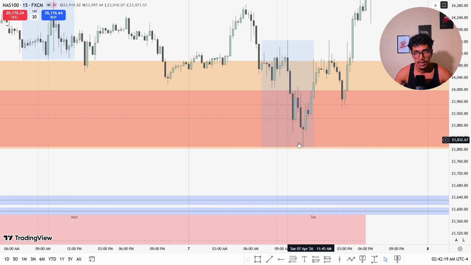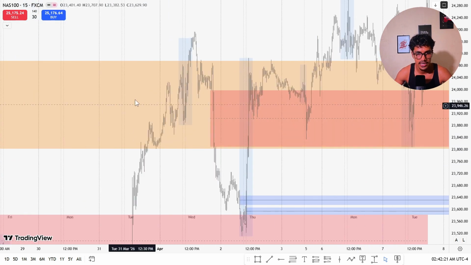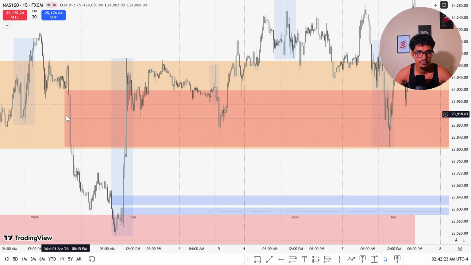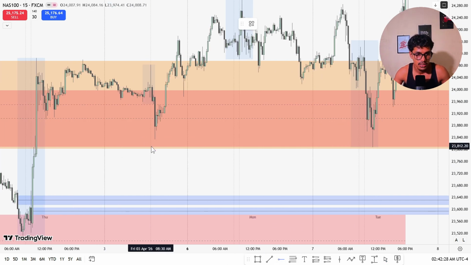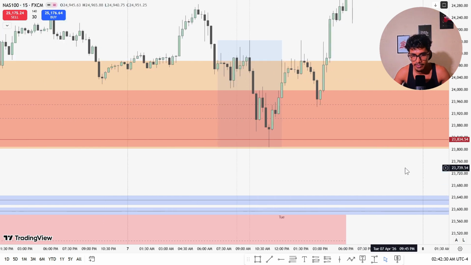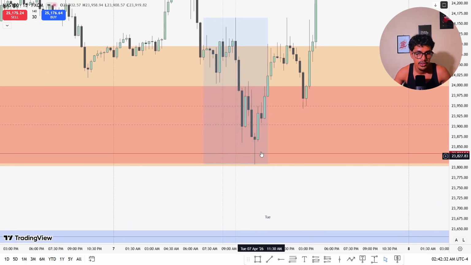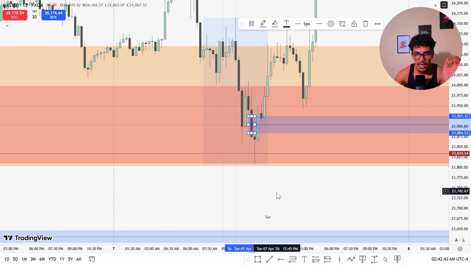Okay. Now in this situation right here, we had this gap on the hourly time frame. So it tapped there. What did it do? It took out these lows. Now look here. When it swept that low, it was still within that daily inverse fair value gap. It didn't close outside of the daily inverse fair value gap. And now look what happened.